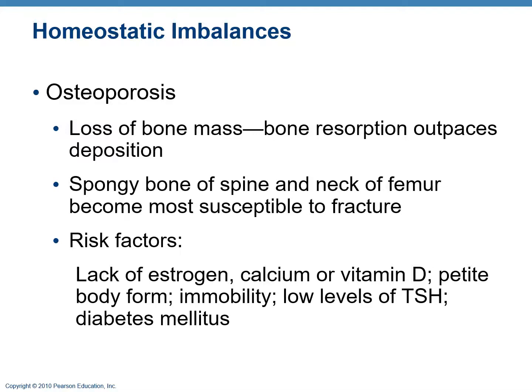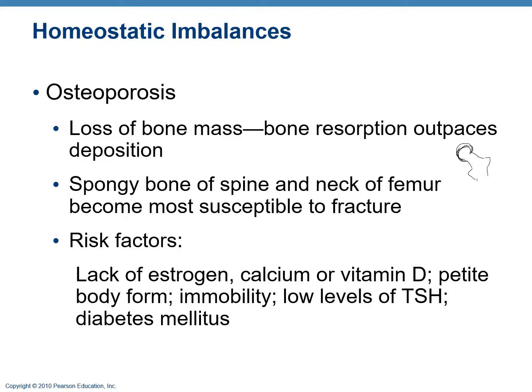And then osteoporosis, fairly common disease of later adulthood, particularly in females. This occurs when you have a loss of bone mass whenever bone resorption outpaces deposition. And typically you have the spongy bone of the spine and the neck of the femur that are most susceptible to fracture. So the neck of the femur is going to be a fairly narrow portion between the diaphysis of the femur and part of the epiphysis, the head of the femur.